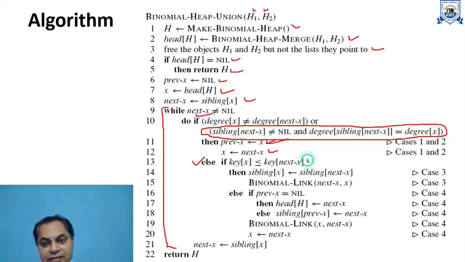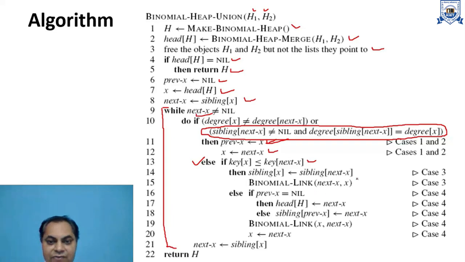This denotes the situation that our two binomial trees have the same degree. In that case, as per the definition of binomial heap, we cannot maintain two binomial trees of the same degree. So we will compare the value of x and value of next of x, or we can say key of x and key of next x, and depending on this comparison, we would use case 3 or case 4.